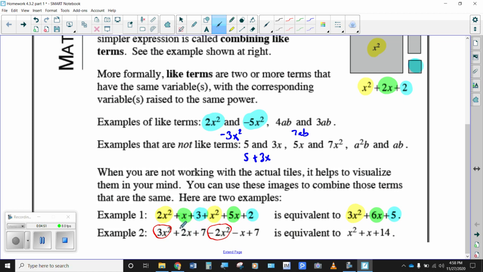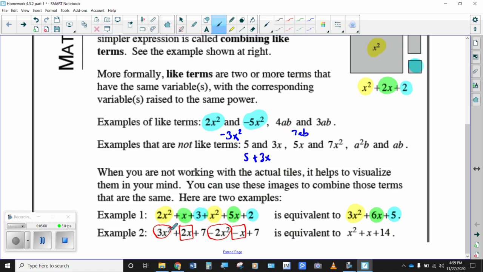And now I'll maybe draw a rectangle or a square around all my x terms. And same thing applies here. That's minus x. So that would be the same as plus a negative x. So that negative is attached to the x. And then I'll leave these guys just open.